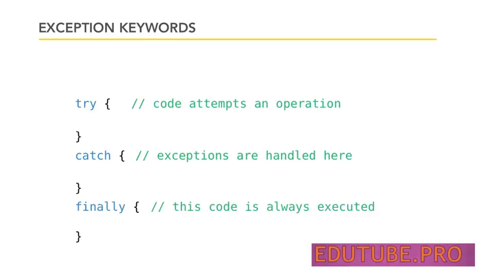If the code in the try section completed just fine, or if there was a problem and the code in the catch section had to run, the code in the finally section is always going to run. So let's take a look at an example.